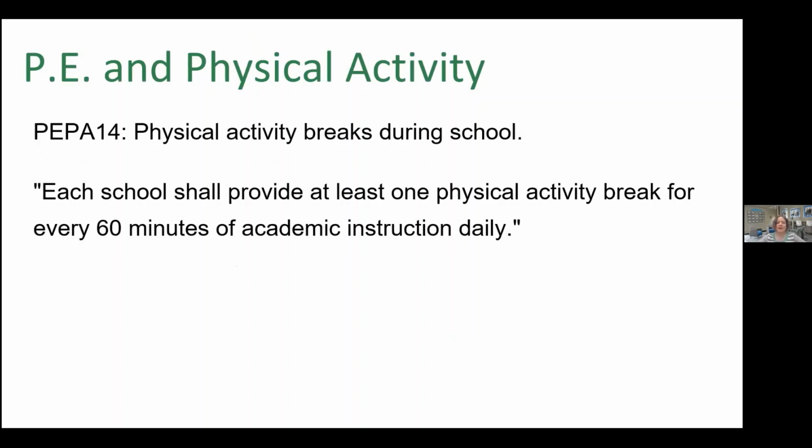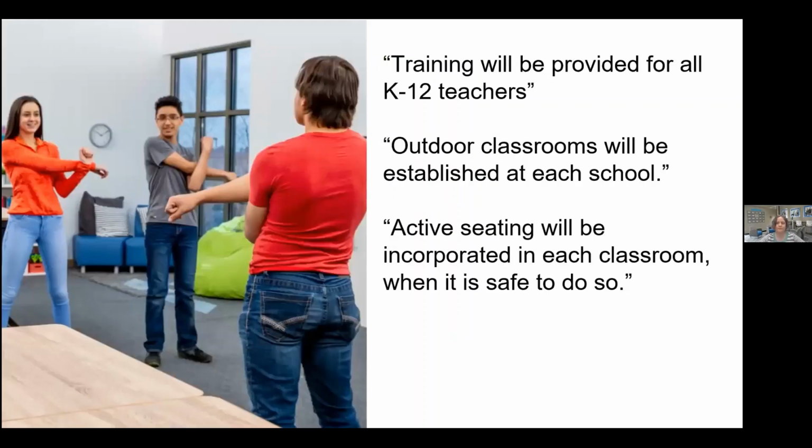Physical activity breaks during school. Recommended language, each school shall provide at least one physical activity break every 60 minutes of academic instruction daily. At middle school and high school, this can look a little bit different because we know most classes are not 60-minute periods, right? They're 42 minutes, 39 minutes. So make that apply to whatever your bell structure is at your school.